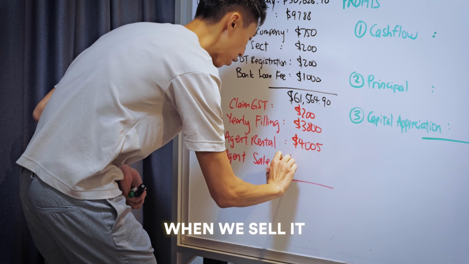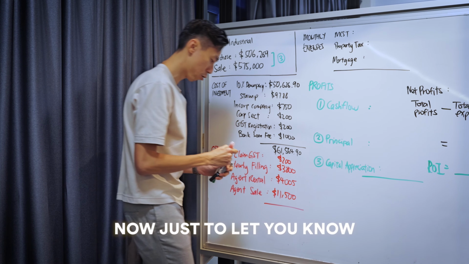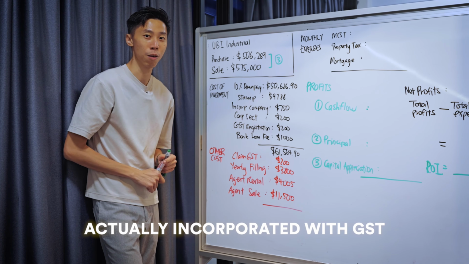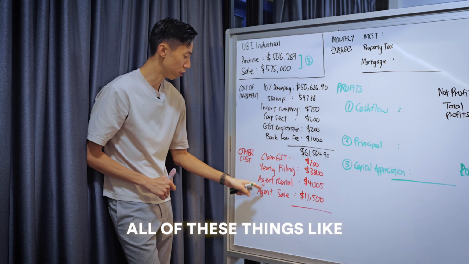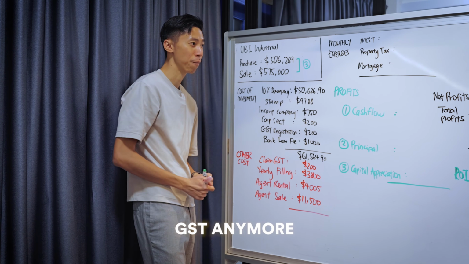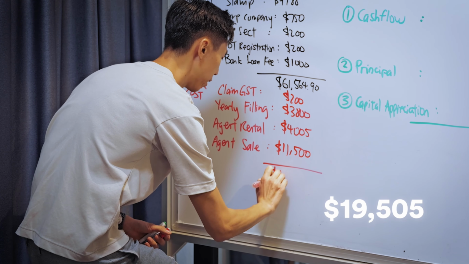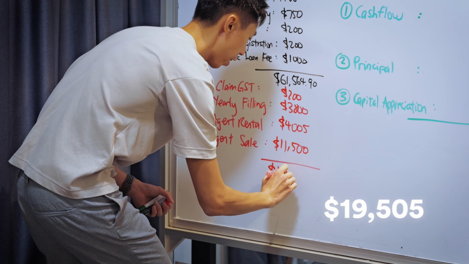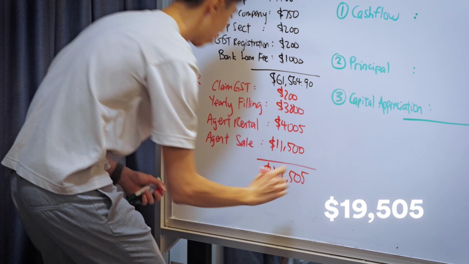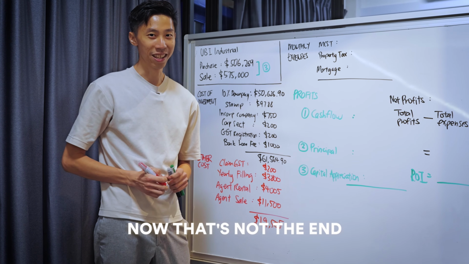When we sell it, it was 11k 500. Now, just to let you know, since this unit is actually incorporated with GST, all these things, right, agent rental, agent sale, we don't need to pay GST anymore. Now, the combine all of this, right, of this cost is 19k 505. Alright, so we have cost of investment with other costs. Now, that's not the end.